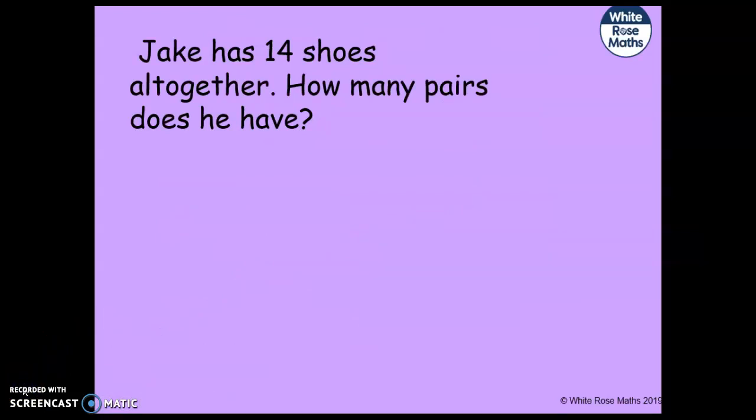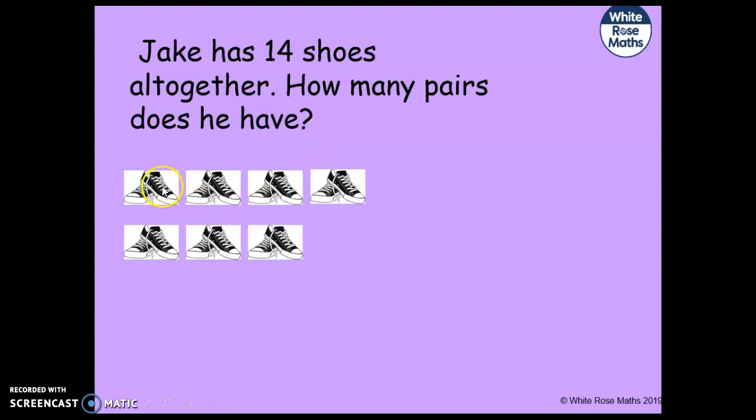So then we have finally the division word problems. So Jake has 14 shoes altogether. How many pairs does he have? So we know that pairs means 2. We've got 14 shoes altogether. So we need to think about, right, we need to count in 2s up to 14. If I do that, I get 7 pairs of shoes.